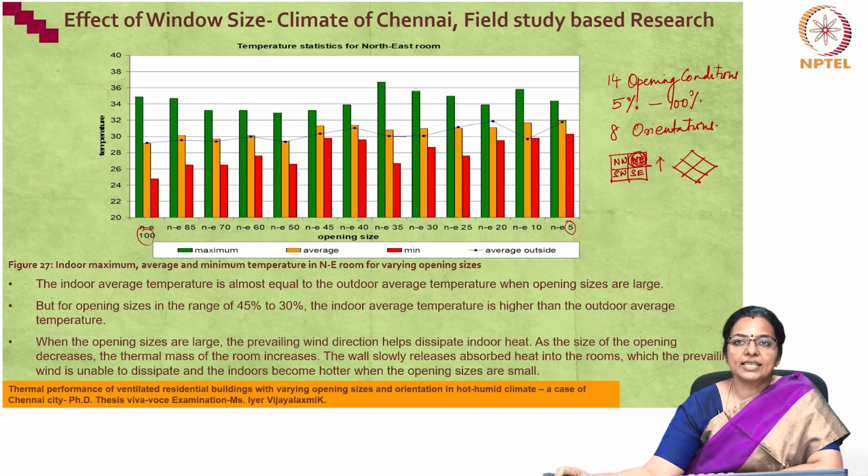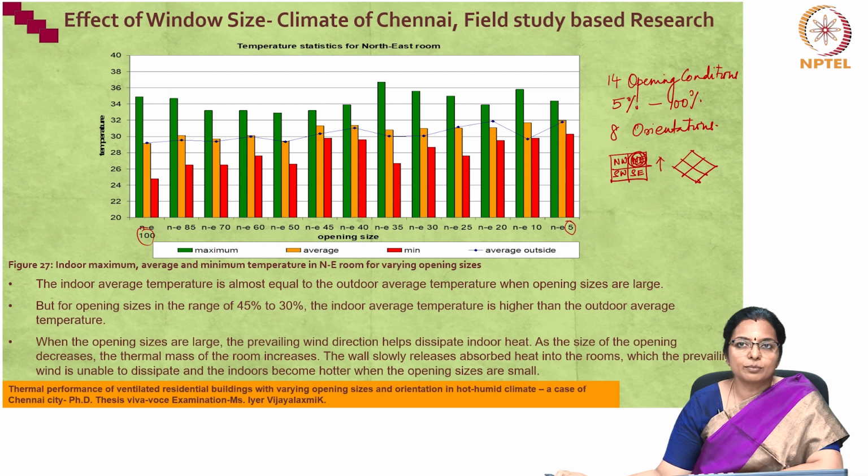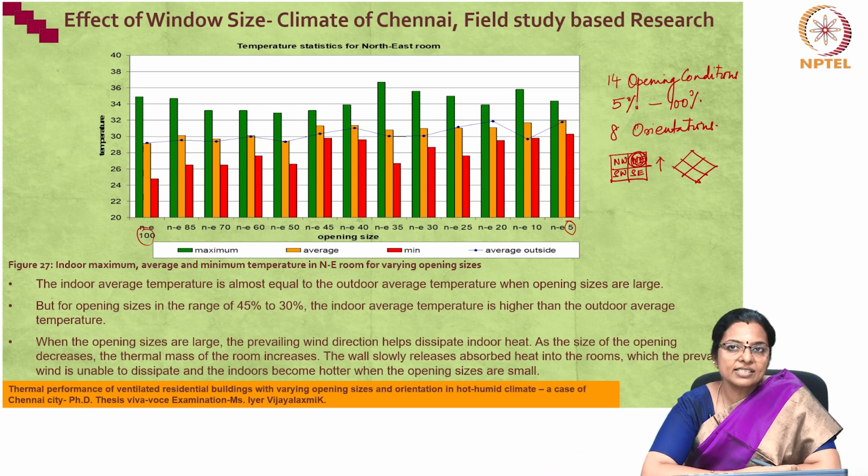When the opening sizes are large, the prevailing wind direction helps dissipate indoor heat. As the size of the opening decreases, the thermal mass of the room takes over because the windows become small. The wall slowly releases absorbed heat into the room, which the prevailing wind is unable to dissipate, and the indoors become hotter when the opening sizes are small. In general, the number of comfort hours increases with decreasing opening sizes.